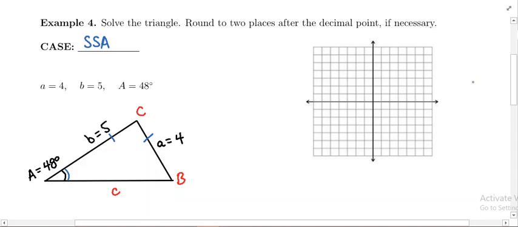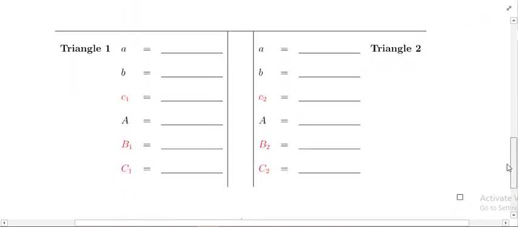In example 3, we saw the instance of no triangle being formed. If you scroll down, you're going to see that this is going to be the case with 2 different triangles. I'm just giving you a heads up. You're going to see how this plays out and how you can tell whether you're getting 1 or 2 triangles.